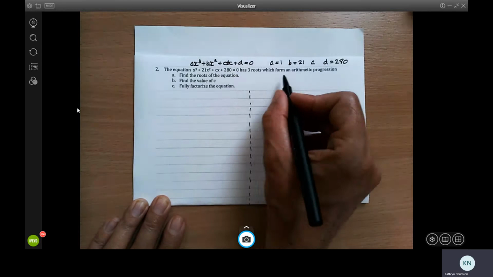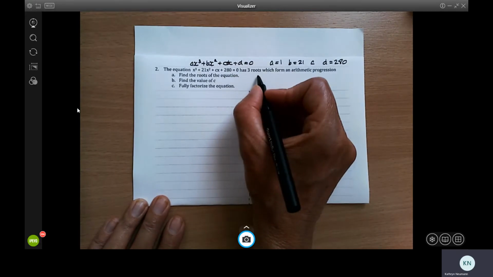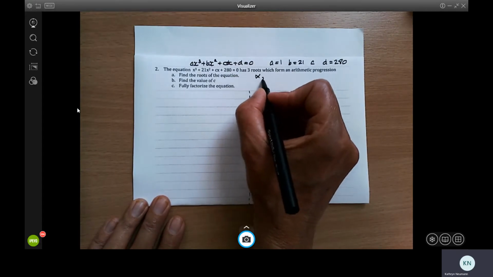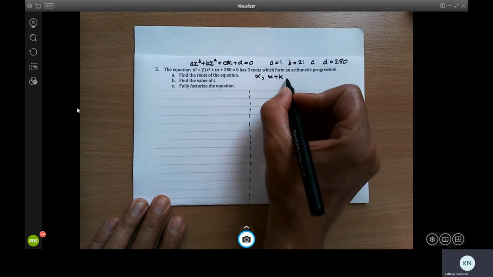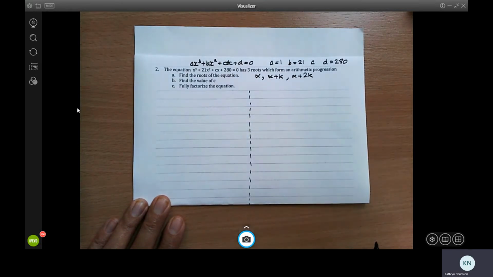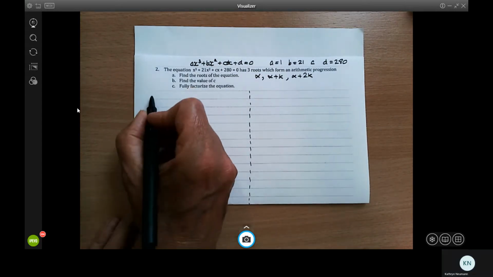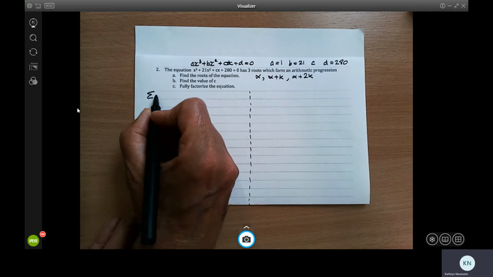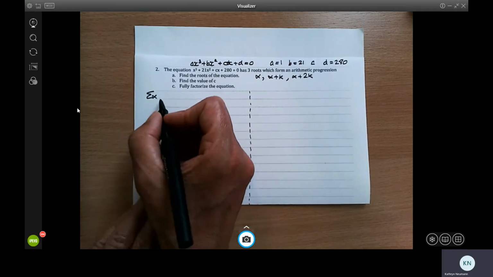We're told that the roots form an arithmetic progression. So the roots are going to be alpha, alpha plus k, and alpha plus 2k. So we've got 3 roots like that. So let's have a look at what we know about this situation. The sum of the roots is going to be equal to minus b over a.